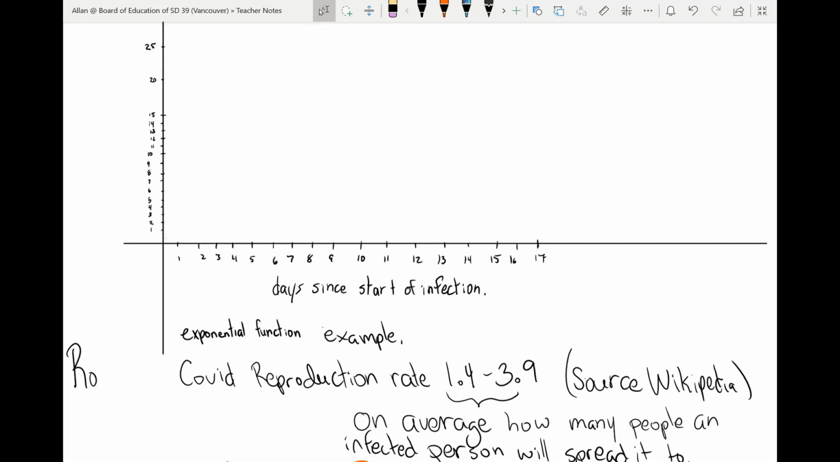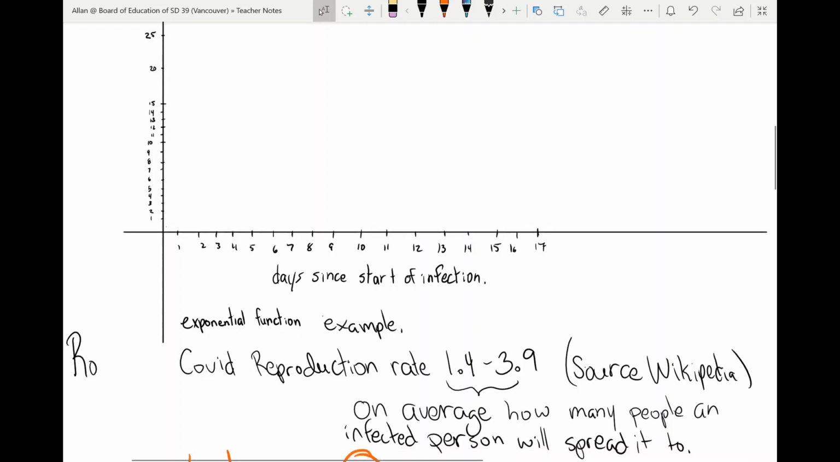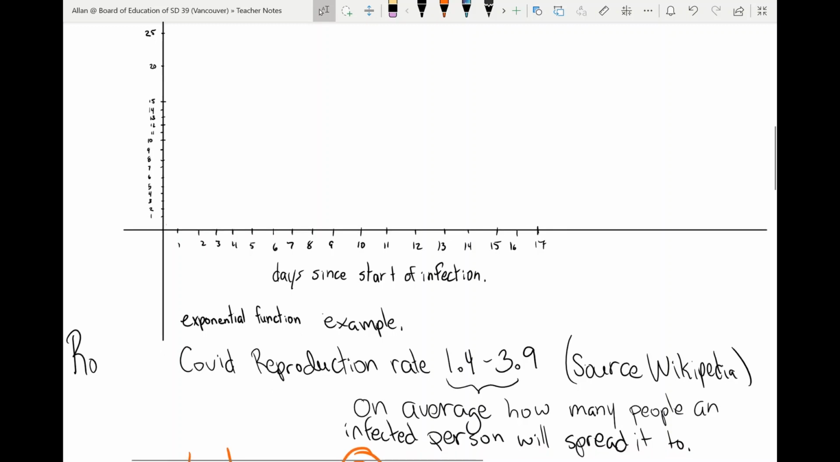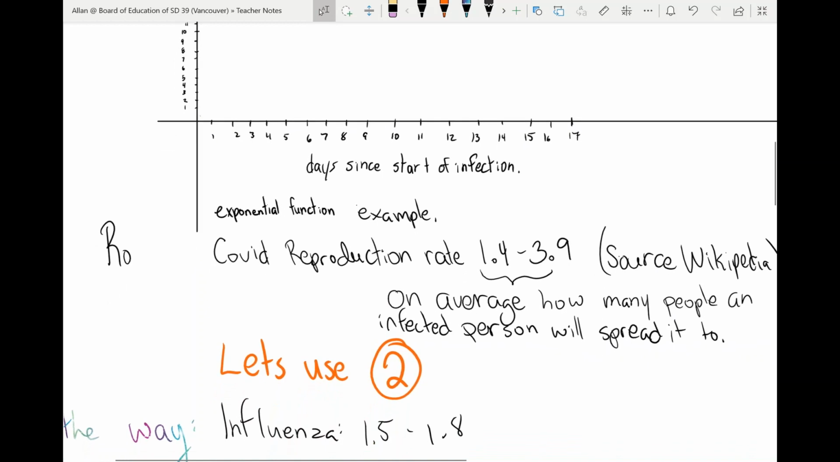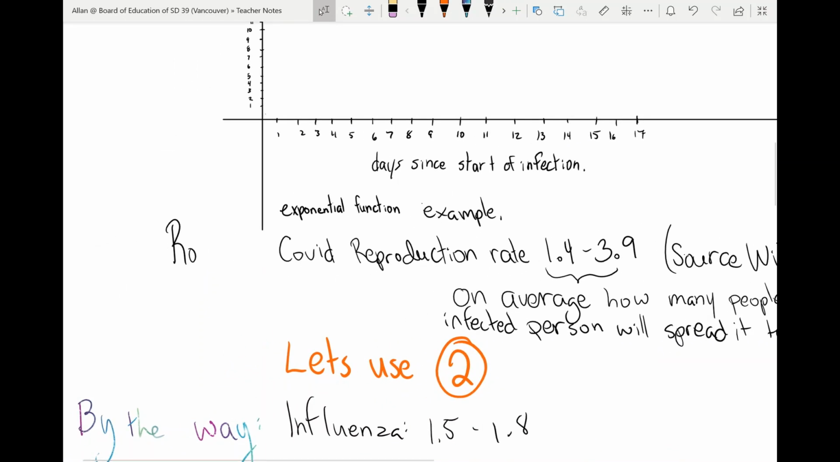Now, this is an average value. Some people will spread it more, some people will stay home, and this depends on a number of factors like personal hygiene, how much people are self-isolating. Key idea is the higher this number is, the more contagious or more infectious a disease is. So Wikipedia also has several other reproduction rates. For example, influenza has a value of 1.5 to 1.8.